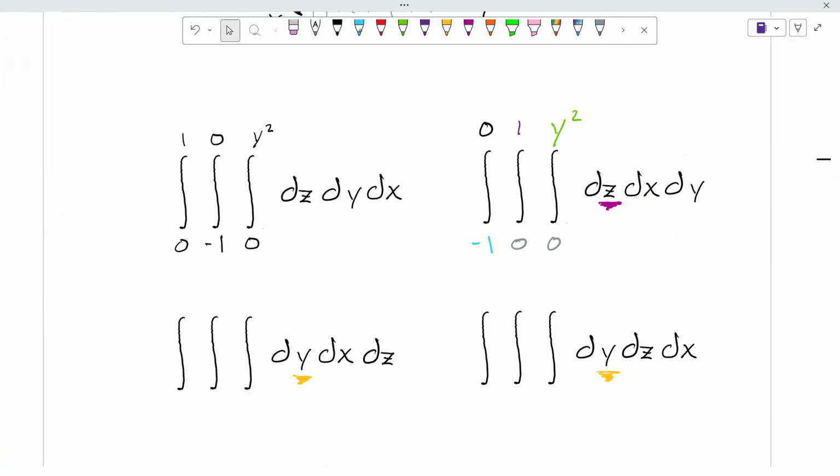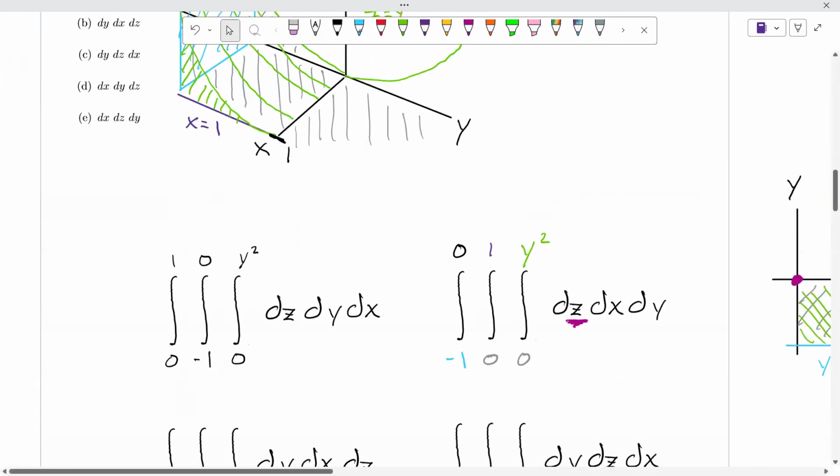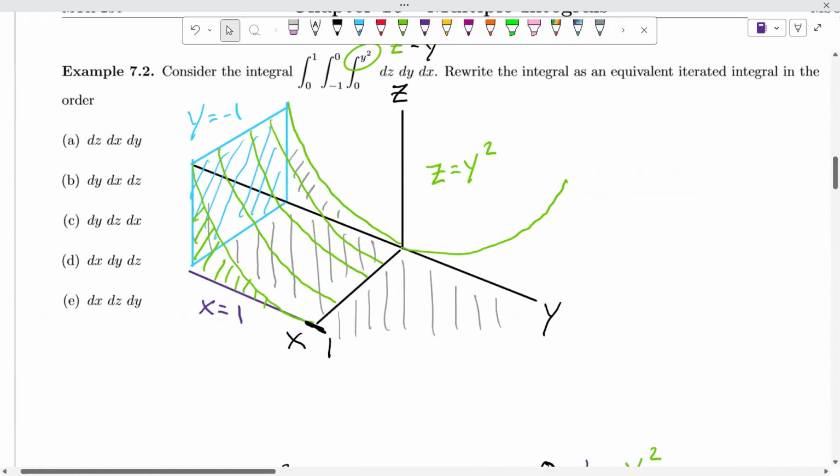So if we want to look at y first, what do we want? Well, to get the first set of bounds, I'm going to need to look at the 3D shape again. So I want to come from the left to the right. Granted, my shape is a little bit twisted, so left and right are not exactly left and right, but there's still a left side and a right side.